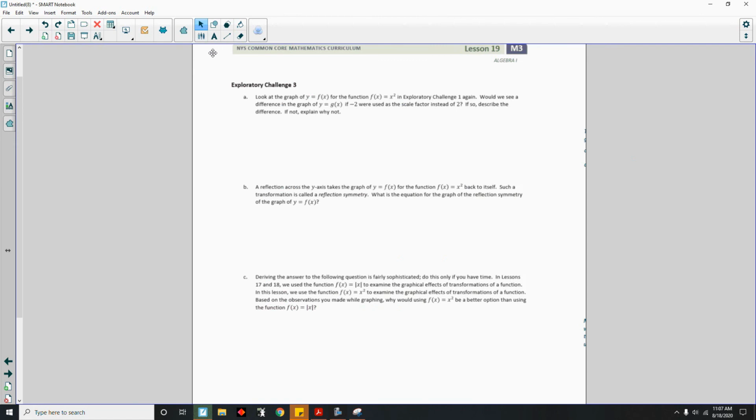Okay, page 5 brings us to exploratory challenge 3, and it says, look at the graph of y equals f of x for the function f of x equals x squared, and exploratory challenge 1 again. Would we see a difference in the graph of y equals g of x if -2 were used as a scale factor instead of 2? If so, describe the difference. If not, explain why not.